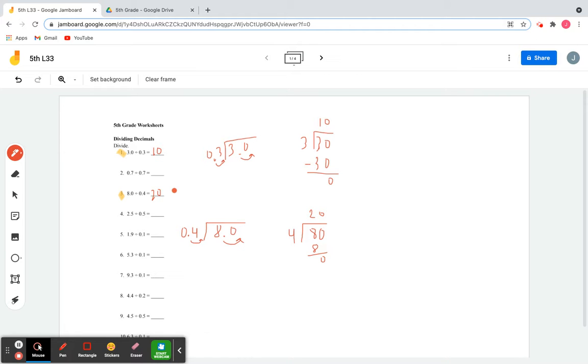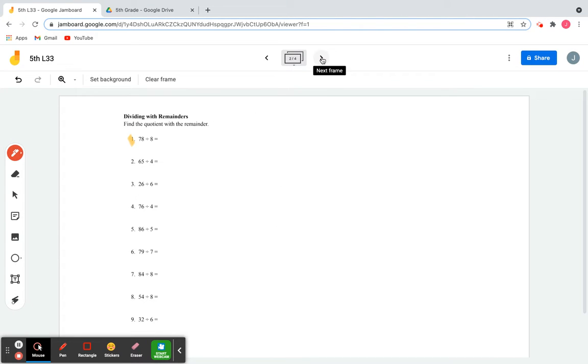Okay. And let's move on to the next one, which is dividing with remainders. We're going to work on number 1 together. We have 78 divided by 8. So 8 goes into 78, and we're going to get 9, right? Because 9 times 8 is 72. So I'm going to write 9 here, and then 72 here. So again, we subtract this from 78, and we get 6, right? So the answer will be 9 with the remainder of 6.